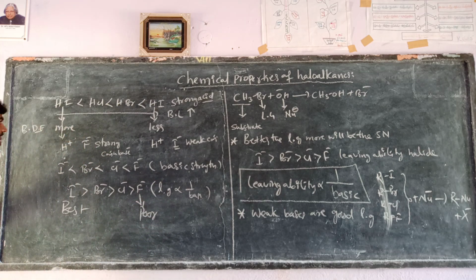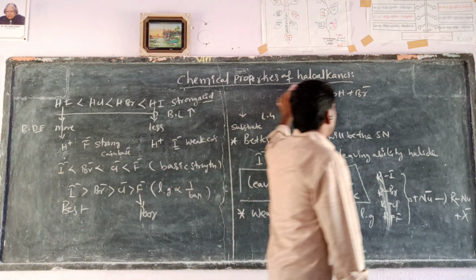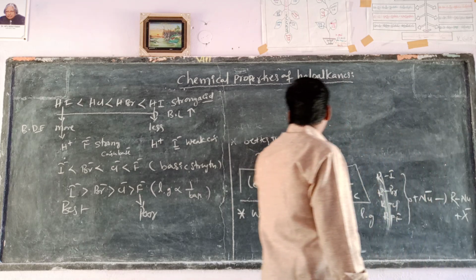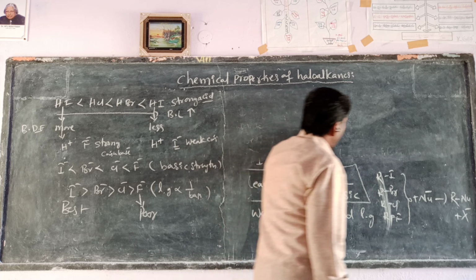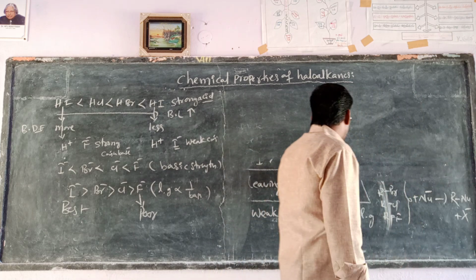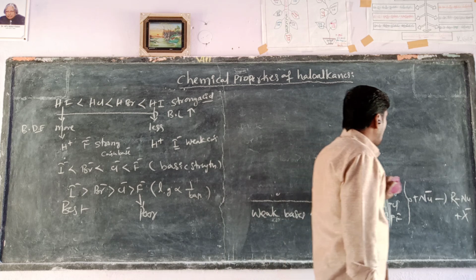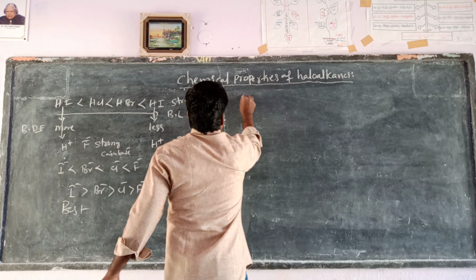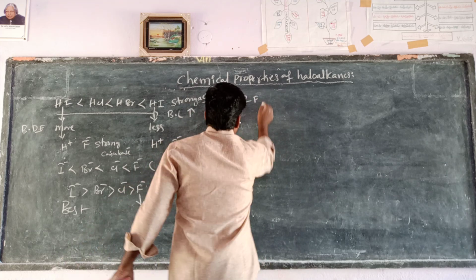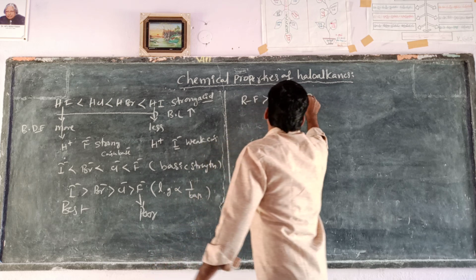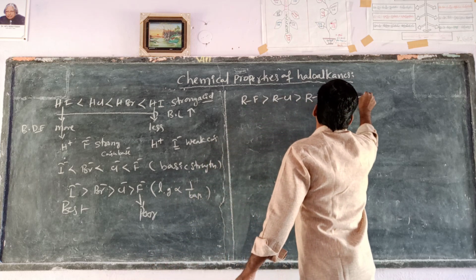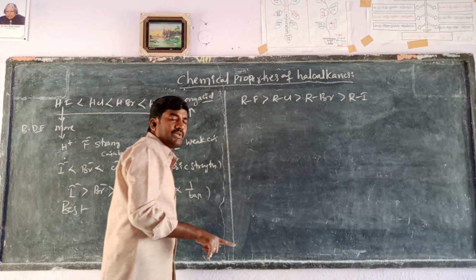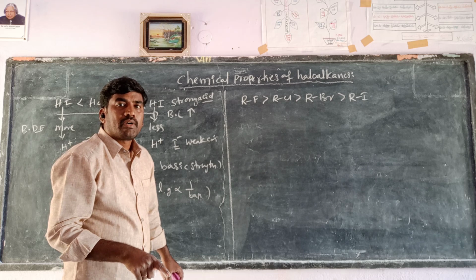Now the chemical reactivity of alkyl halides depends on the polarity of the carbon-halogen bond. As the polarity between carbon and halogen increases, reactivity also increases. R-F is greater than R-Cl, greater than R-Br, greater than R-I. In this direction, the electronegativity difference increases, so the polarity of the bond also increases.